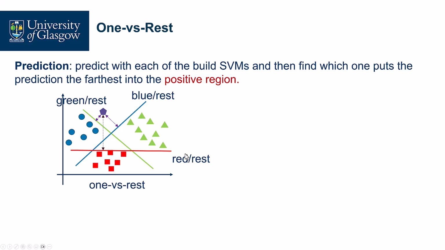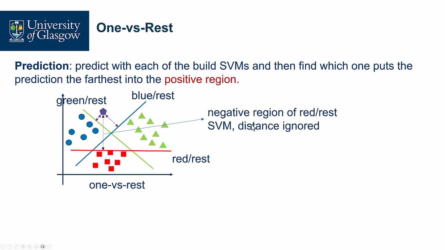Then we consider the red rest. This point is not in the positive region, it's in the negative region. Because it's in the negative region, no matter what the distance is, it doesn't matter. It won't belong to red, right? Then we can compare these two distances, in the green rest and the blue rest. We can see this is deeper into the blue rest, right? So we predict the point belongs to blue. So this is one versus rest multi-class SVM classification.